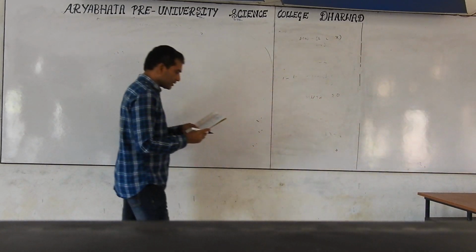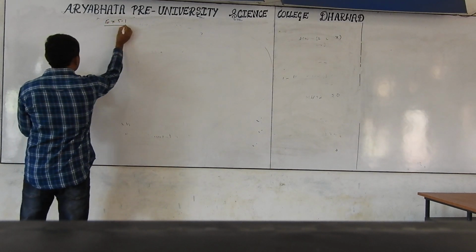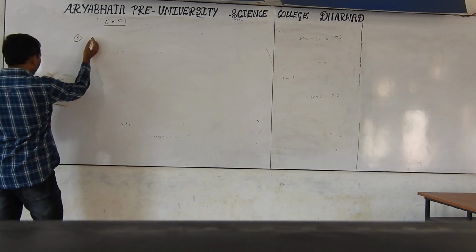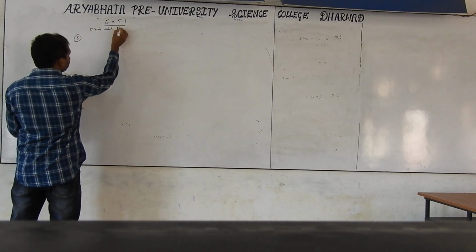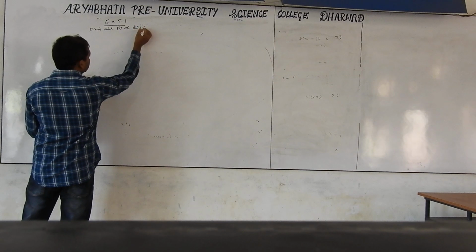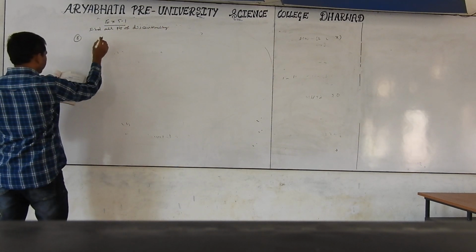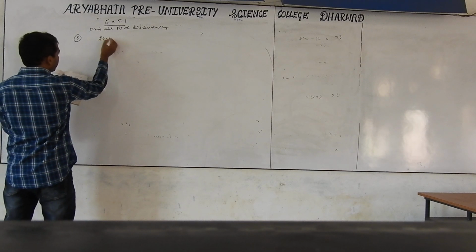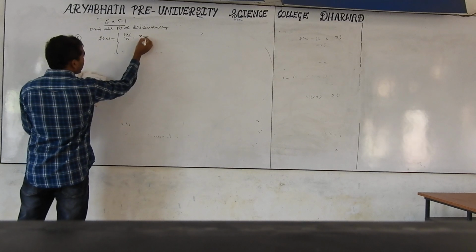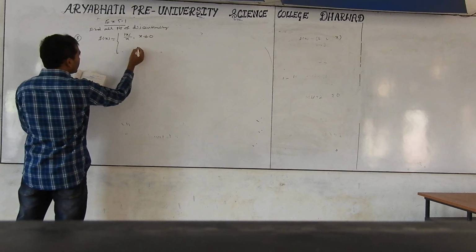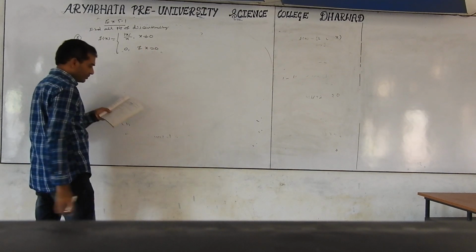Now the next question is exercise 5.1, question number 8. Find all points of discontinuity of f, where f is defined as f of x equal to mod x by x when x is not equal to 0, and 0 if x is equal to 0.